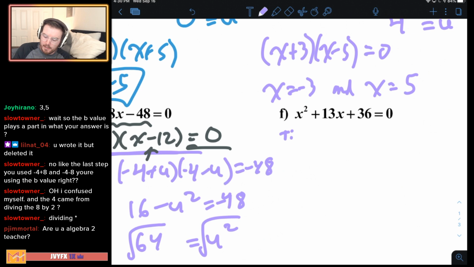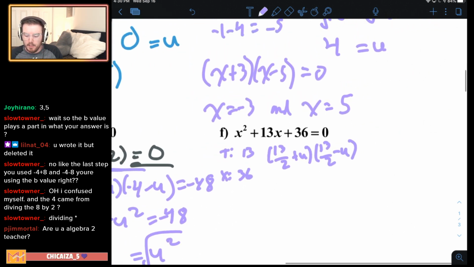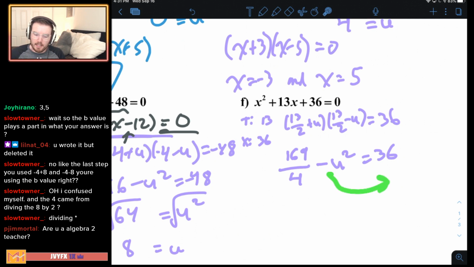So we want two numbers that add to 13 and multiply to 36. It's going to take the form 13 halves plus u and 13 halves minus u equals 36. Don't overcomplicate it. 13 times 13, that's 169. If you don't know that, plug it into a calculator. 2 times 2 is 4. The middle term cancels, and then minus u squared equals 36. Move that guy to the right side. Move the 36 to the left side.